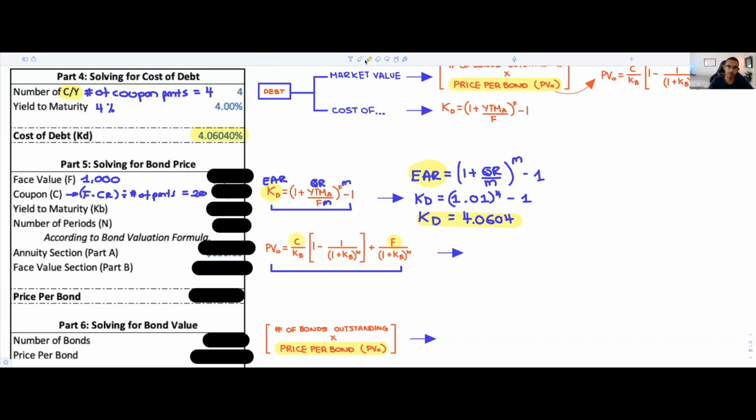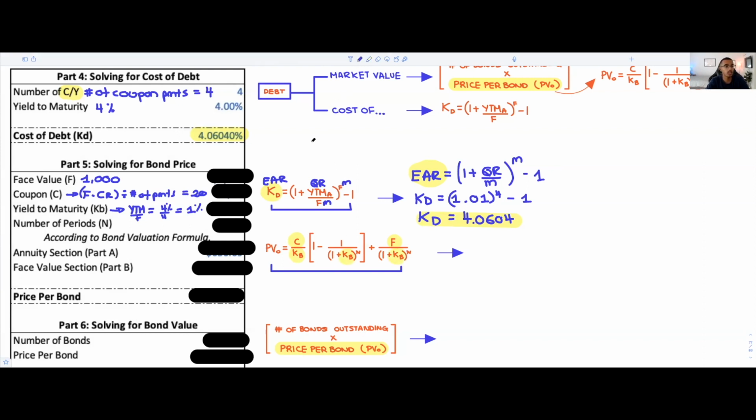And what about our yield to maturity? What about our KB? Well, yield to maturity is going to be easy as well. You're going to take your YTM and divide it by the frequency, so your number of payments. In this case, you're going to have 4% divided by 4, and you're going to get 1%. So in this case, we have our KB. And that's what we're going to plug in over here.